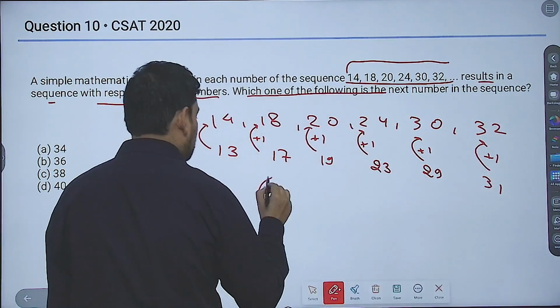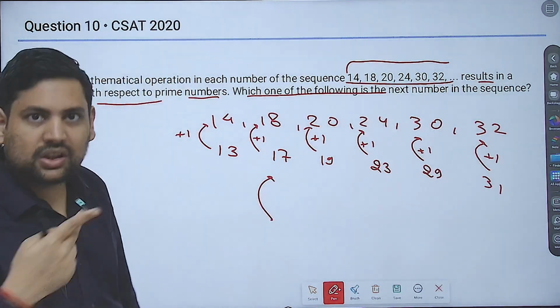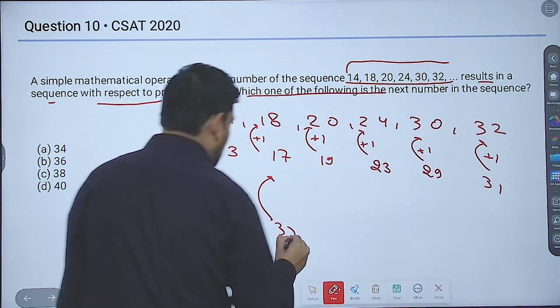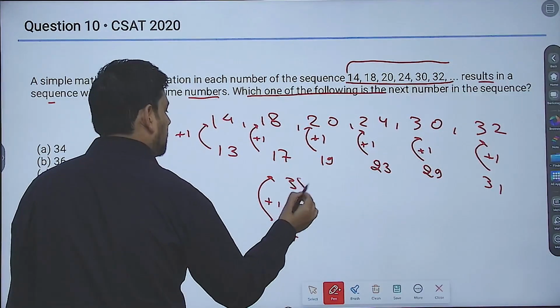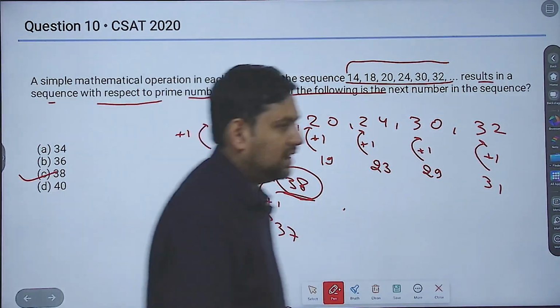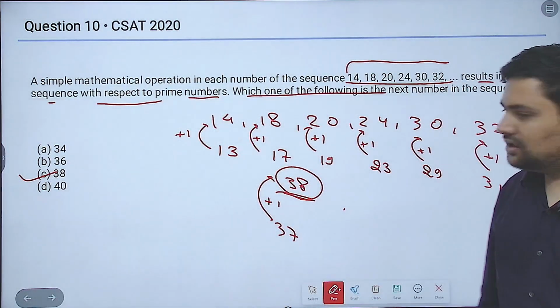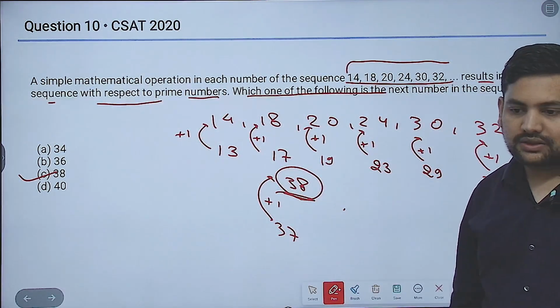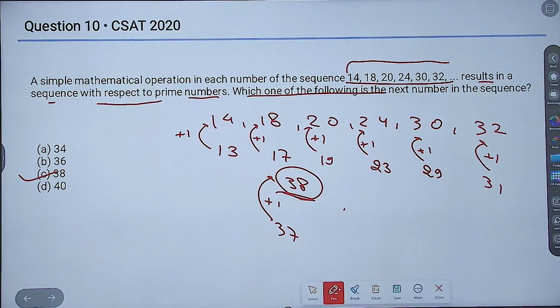The next prime number is what? Is 33 a prime number? No. Is 35 a prime number? No. 37 is a prime number. Plus 1, so 38 will be the next number in the sequence. Understood? This is the prime numbers plus 1 series. Then next.